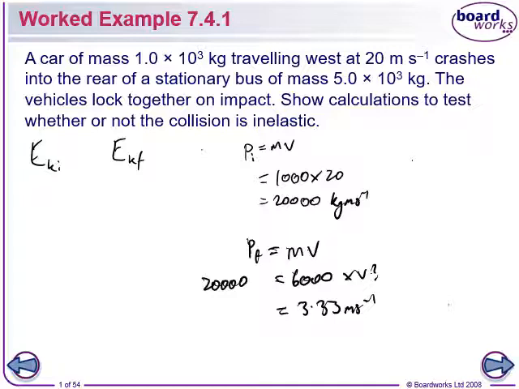So our initial kinetic energy is 1/2 mv squared. 1/2 times our mass, because our bus doesn't have kinetic energy. Our bus is stationary. 1,000 times 20 squared. What's that? 420,000? Is that right? No. 200,000, yeah. 200,000 joules is our initial kinetic energy.